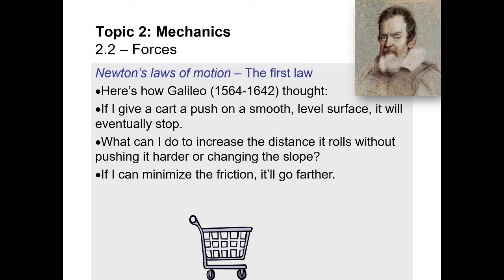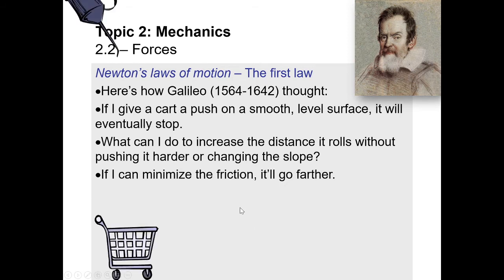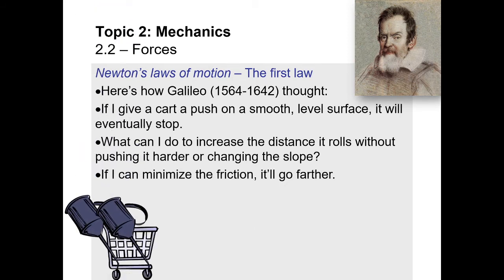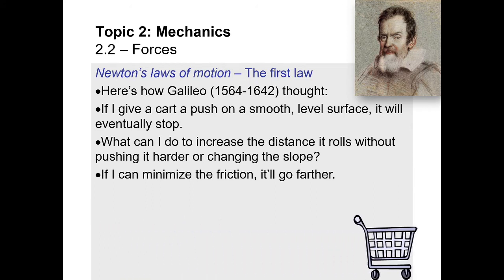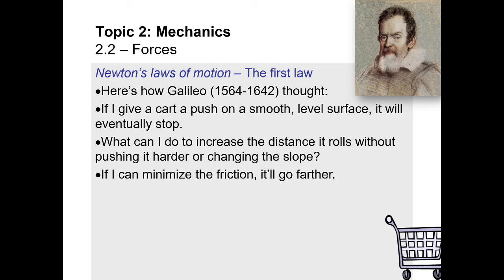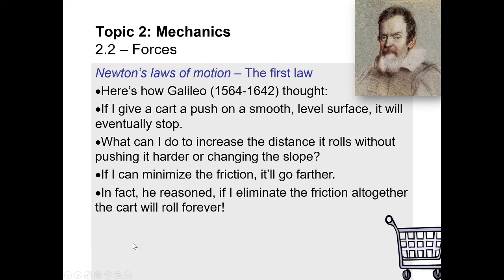So what could he do then to increase the distance it rolls without pushing it harder or changing the slope? Well, he knew that there was some resistance between the tires or the wheels and the ground. So if he reduced the friction, he reduced that resistance force, then this thing should go further. So if you, for example, oil the wheels, if you grease the wheels, well, you're going to reduce the friction between the wheels and the surface. So given the same push over the same level surface, it will travel much further. But again, it's going to come to a stop because there's still friction.